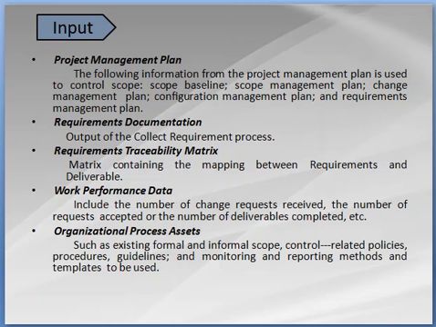Work performance data include the number of change requests received, the number of requests accepted, or the number of deliverables completed. Organizational process assets are the existing formal and informal scope control related policies, procedures and guidelines, and monitoring and reporting methods that are to be used by the organization for proper functioning.